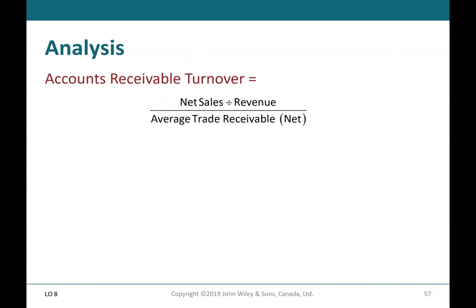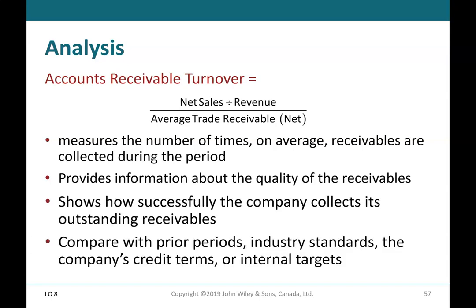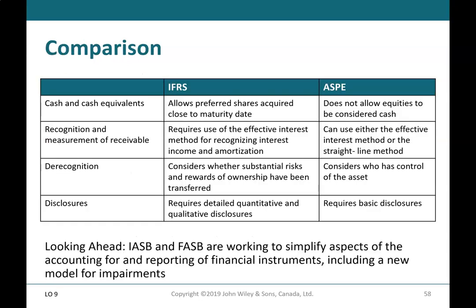Analysis. Accounts receivable turnover equals net sales revenue divided by average trade receivables, net. It measures the number of times, on average, receivables are collected during the period. It provides information about the quality of the receivables and shows how successfully the company collects its outstanding receivables. Compare with prior periods, industry standards, the company's credit terms, or internal targets.